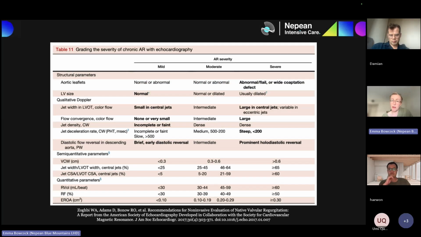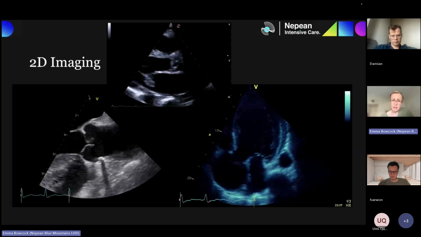So you're probably familiar with this table, for those of you that have started doing advanced echo stuff. And we're going to go through this in a bit more of a structured way. All right, so we'll come back to what all of these things mean, because I think it can be a bit overwhelming when you first look at these tables. So we'll start with 2D. All right, so 2D imaging.